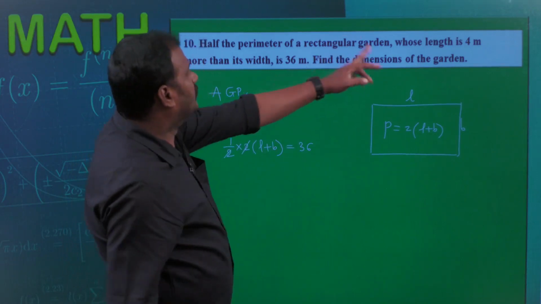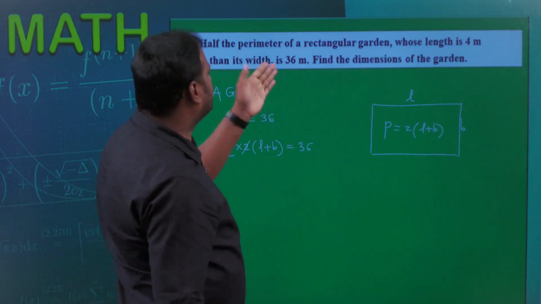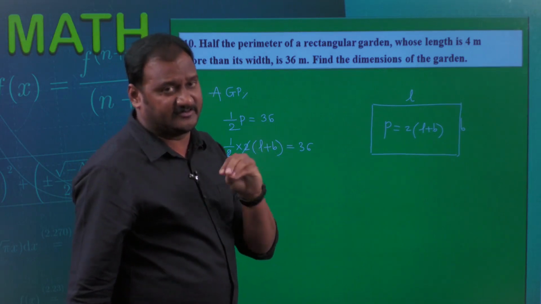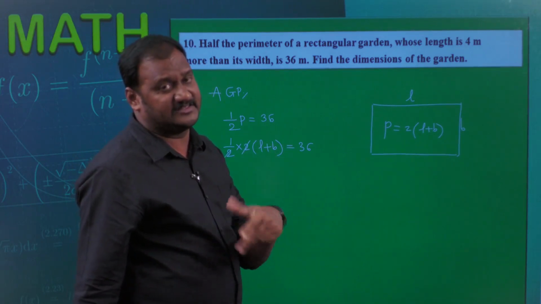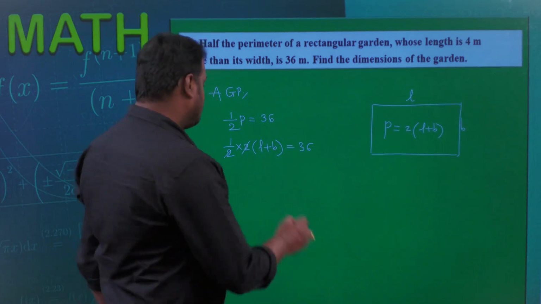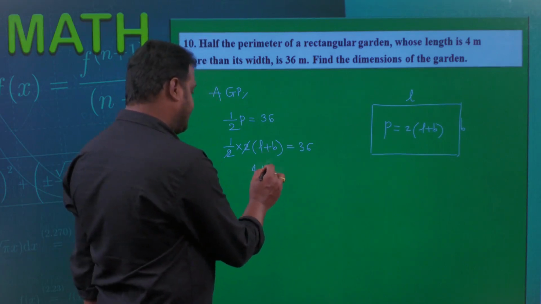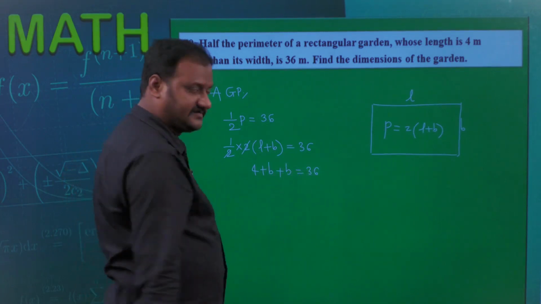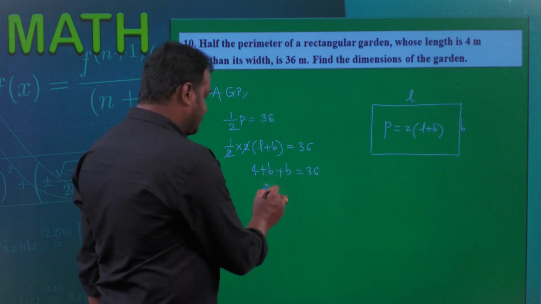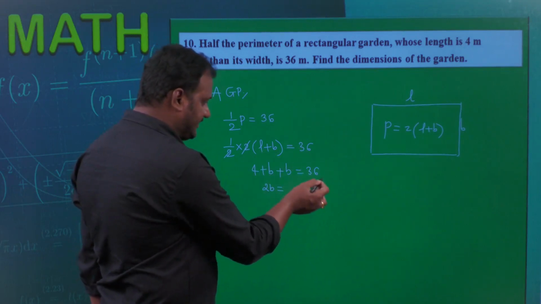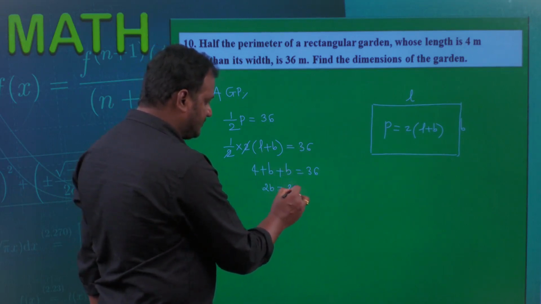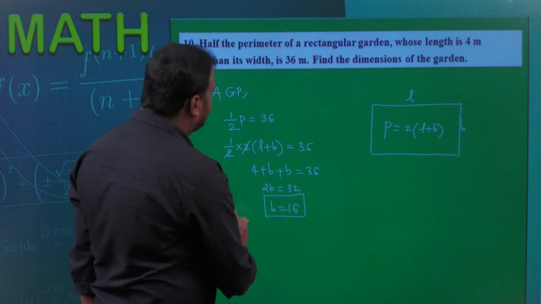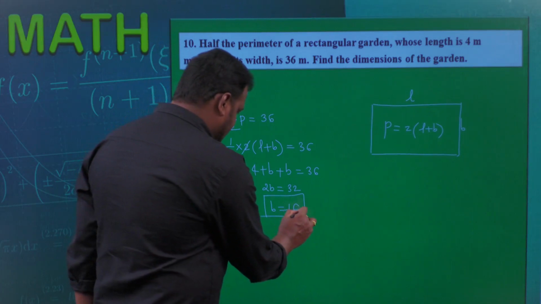But whose length is 4 meters more than its width. Length is 4 meters more than its width means width is equal to B. Then length is equal to 4 meters more. So length is 4 meters more than its breadth, and breadth is breadth only, which is equal to 36. So b plus b is equal to 2b, and transpose 4 that side. 36 minus 4 is equal to 32. Then breadth is going to be 2 16s are 32. So that is the breadth. Of course, this is 16 meters.